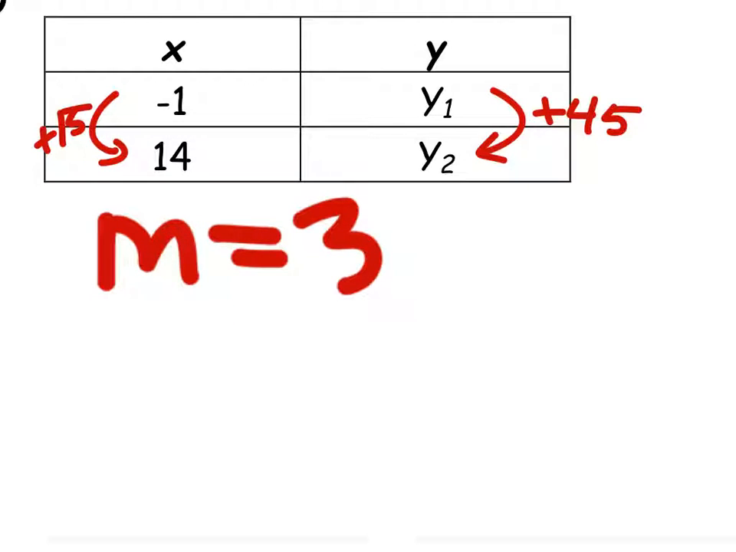So let's start with something else, something more positive, perhaps, like 55. Plus 45 would give us 100 right here. So you didn't have to choose these values, but those are the ones that I used.